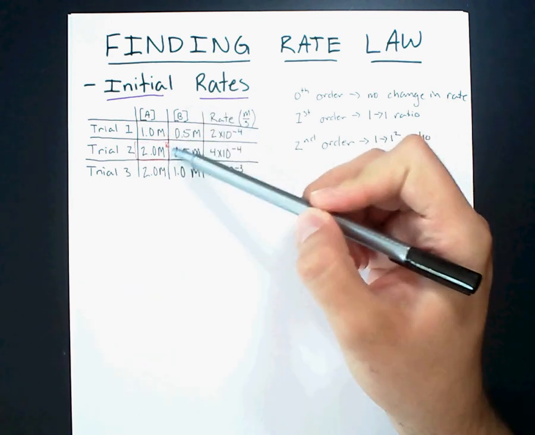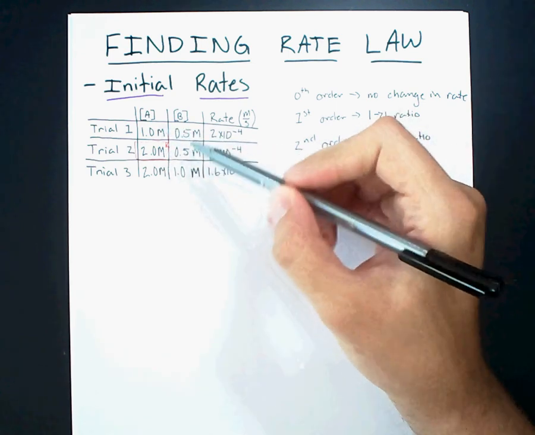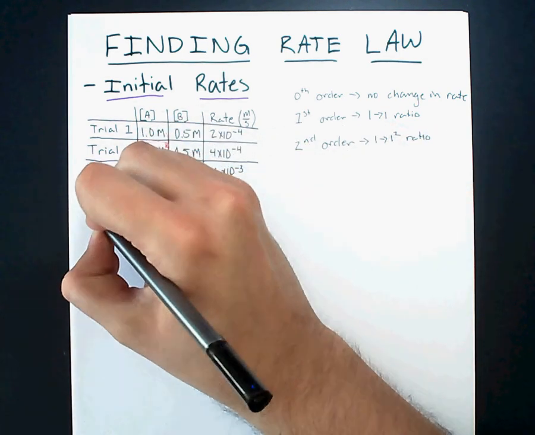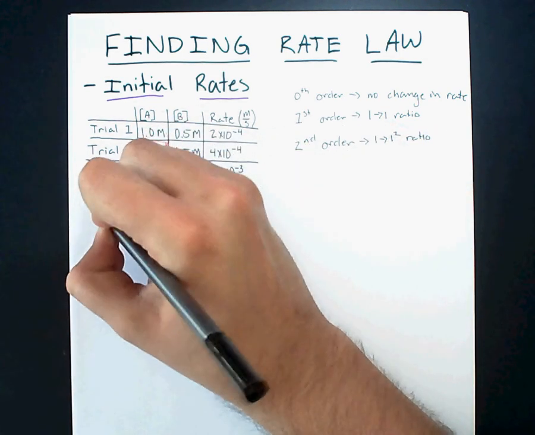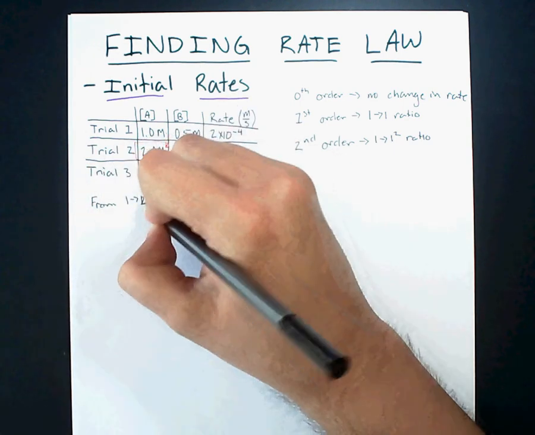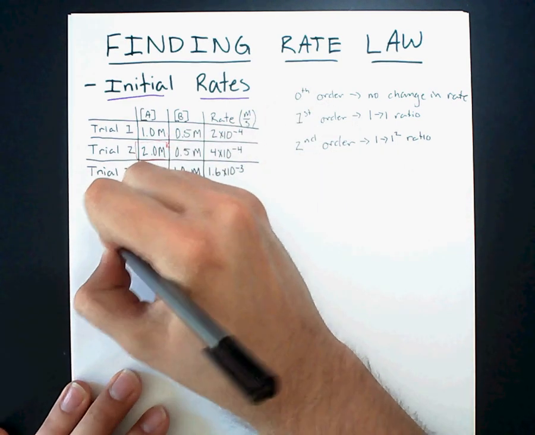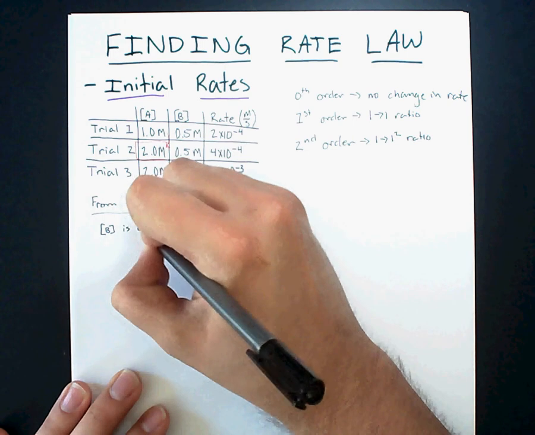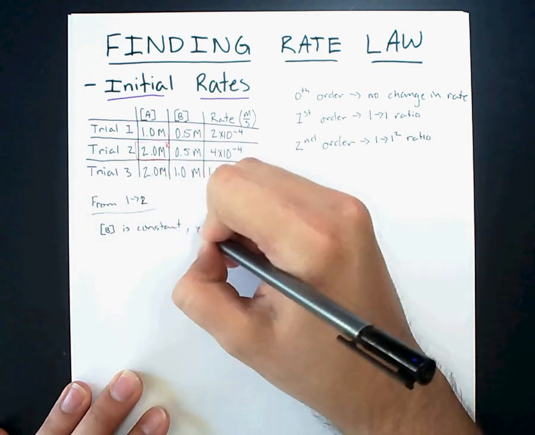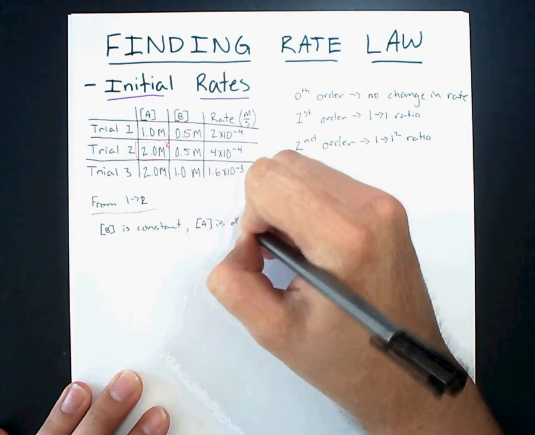From 1 to 2, we double the concentration of A, and B needs to be held constant. So it goes from 0.5 to 0.5, doesn't change. It's really important that when you're writing out these ones, you say that from 1 to 2, the concentration of B is constant. So you have to say which one's being held constant. The concentration of A is doubled.